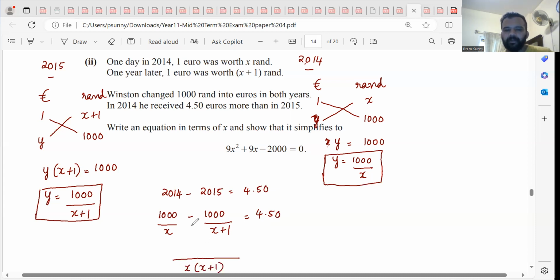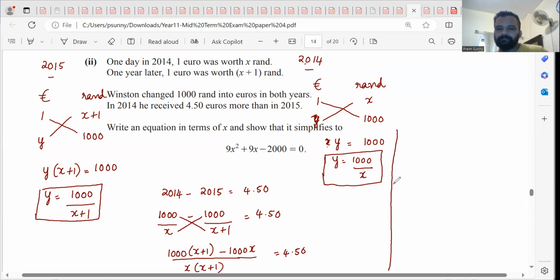So x into x plus 1 will be our denominator. Our numerator, with two fractions in between a positive or negative sign, you get by cross multiplying. So 1000 into x plus 1, minus 1000x, is what we get when we cross multiply, equal to 4.50. I'll do the remaining portion over here.